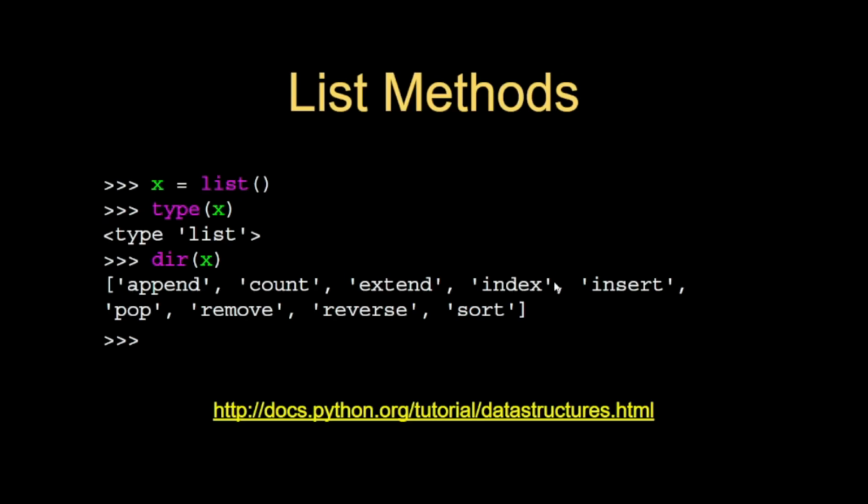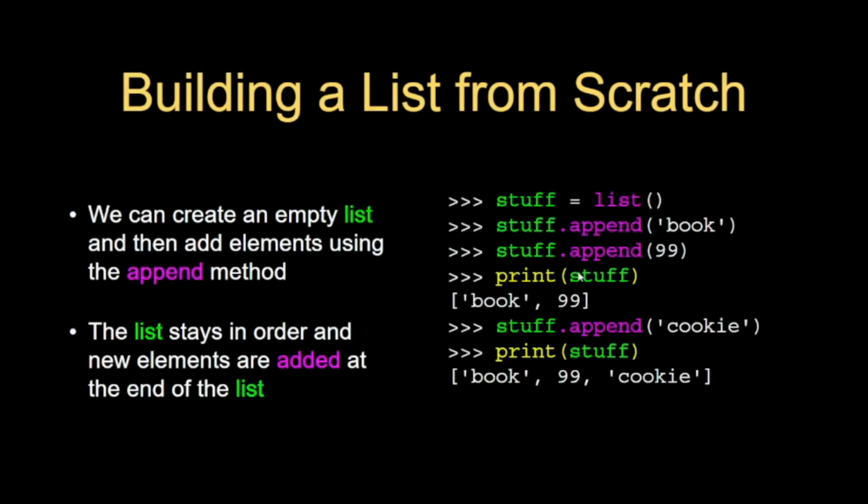Okay, so building a list from scratch. How can we build a list from scratch? We can create an empty list and then add elements using the append method. Now what does the append method do? The append method adds the element that is present in the argument at the end of the list.